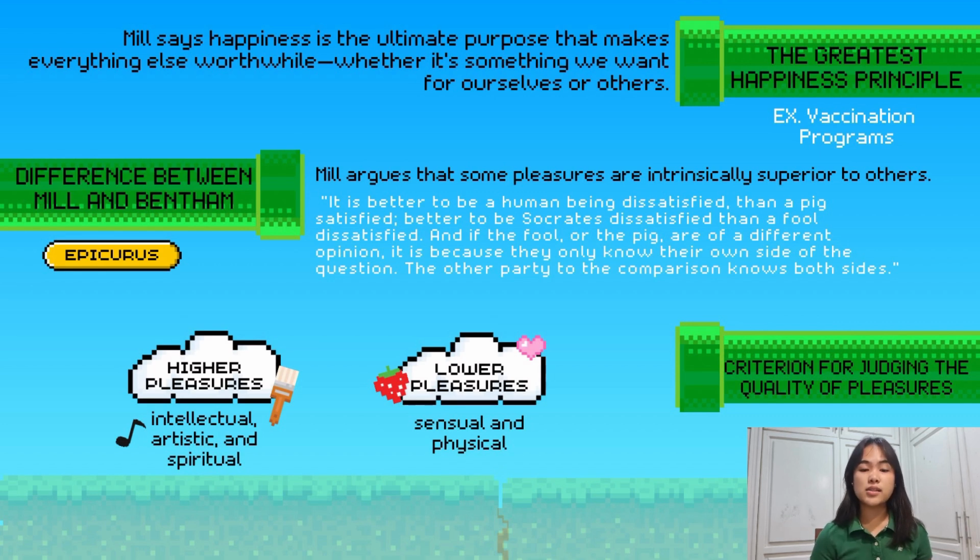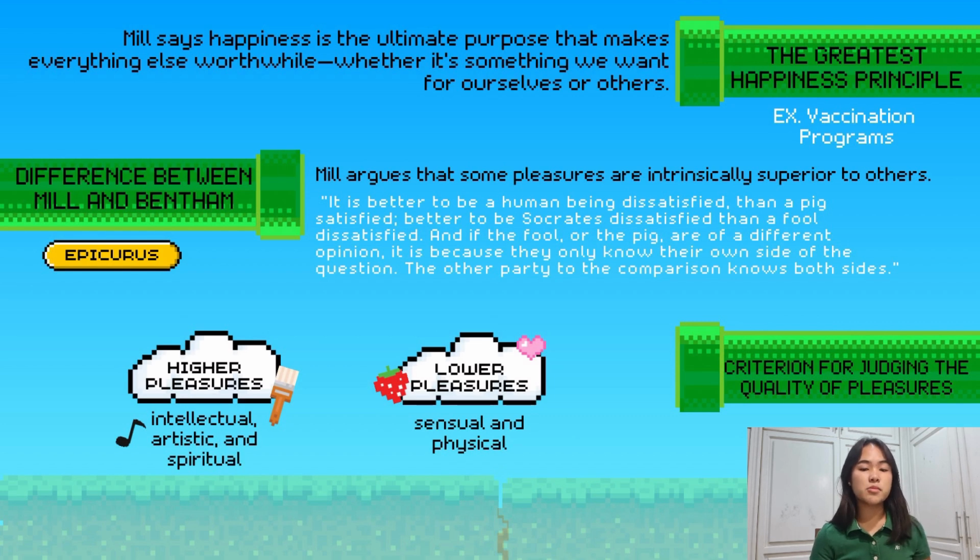Mill says that the best goal in life is to create as much happiness as possible and reduce pain as much as possible for everyone. Mill is saying that happiness is the ultimate purpose that makes everything else worthwhile, whether it's something we want for ourselves or others. An example of the greatest happiness principle is during vaccination programs. During vaccination programs, the government may decide to allocate vaccines to more vulnerable populations or areas with the highest transmission rates first, since it's the best action to take to benefit the majority.